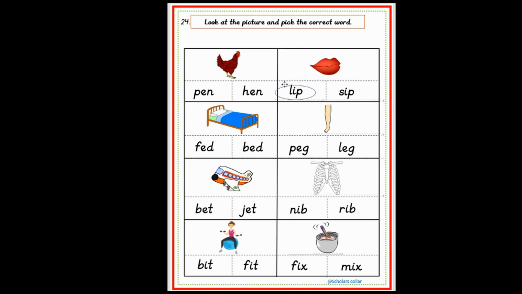This is a hen. This is a lip. This is a leg. This is a bed. This is a jet. This is rib. This is mix. And this is fit.